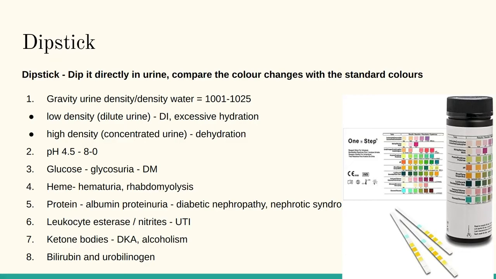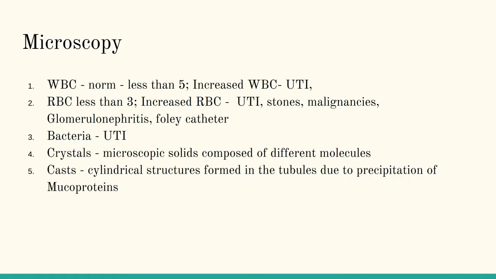Presence of ketone bodies can also be an indicator of diabetic ketoacidosis and alcoholism. Presence of heme would indicate hematuria and rhabdomyolysis. Presence of protein or proteinuria is an indicator of diabetic nephropathy or nephrotic syndrome. And another important marker in UTIs or urinary tract infections is an increase or presence of leukocyte esterase and increased amounts of nitrites in the urine.